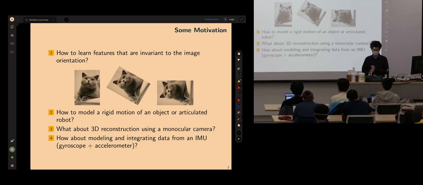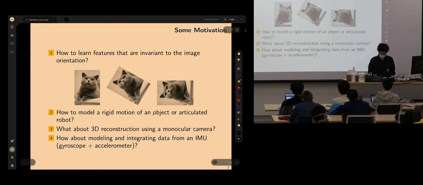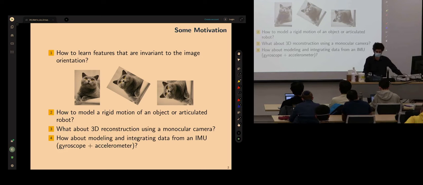Another example that we will deal with in robot state estimation in this course is how to model a rigid motion of an object or articulated robot. We covered this a little in the rigid body lecture. So Lie groups, matrix Lie groups in particular, are the bigger umbrella of that rigid body lecture that we covered. This is a superset of that topic. But we are particularly interested in rotation and translation, rigid body motion.